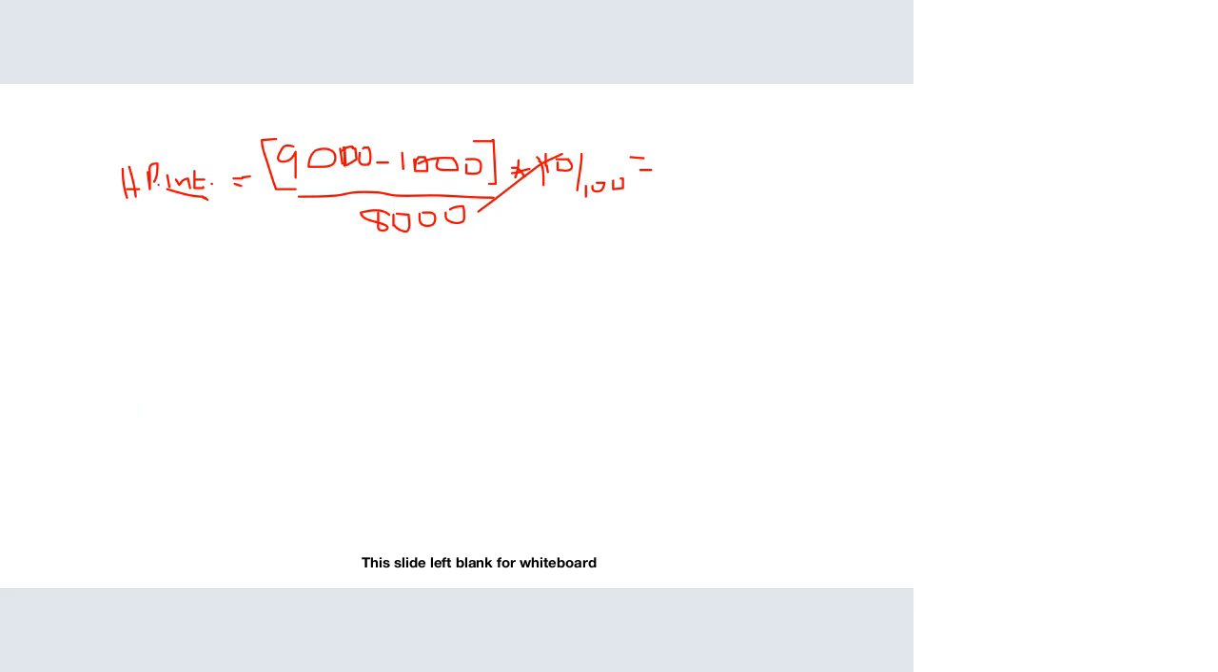Cecilia? What will that give us? 8,000 times 10 over 100. 800. So the interest there will be 800. So that is okay. So that will be 800.